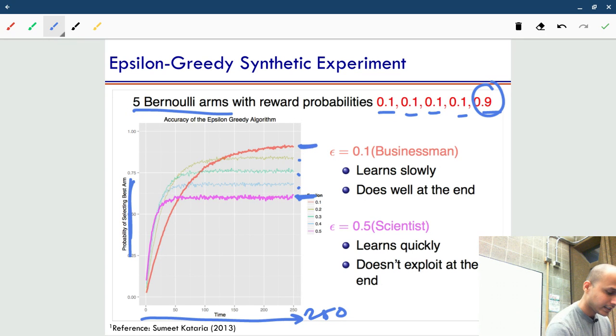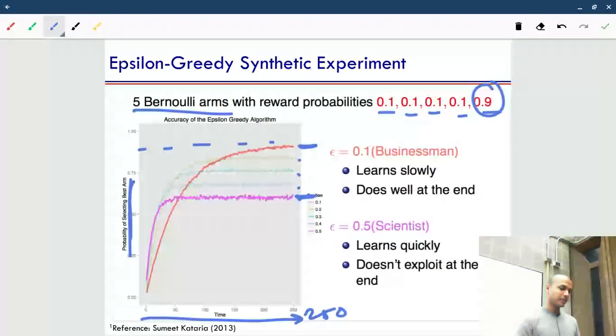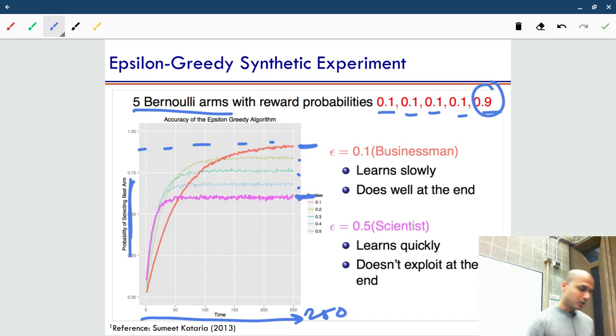But if epsilon is lower, like in this case, this one corresponds to epsilon 0.1, then if I know the true values, I'll pick the best guy 90% of the time, which is what this is, I guess, 90% here, and pick the suboptimal arms 10% of the time.